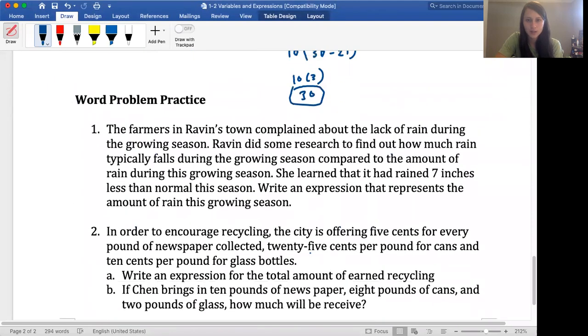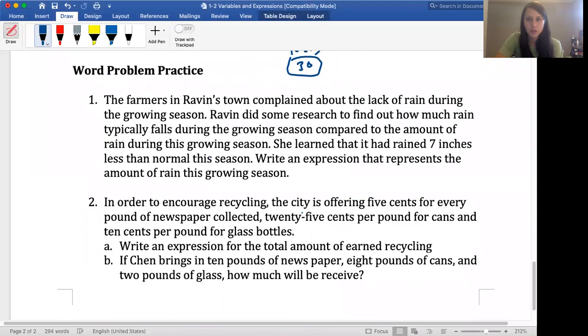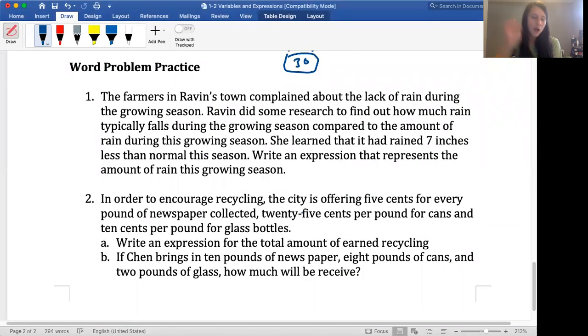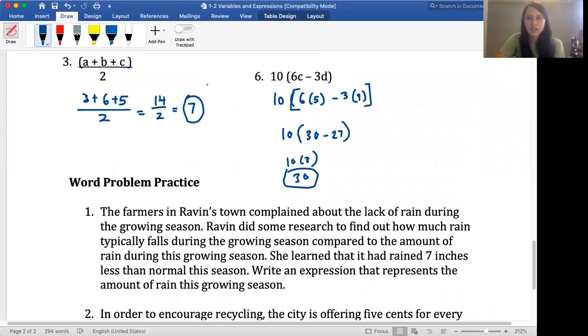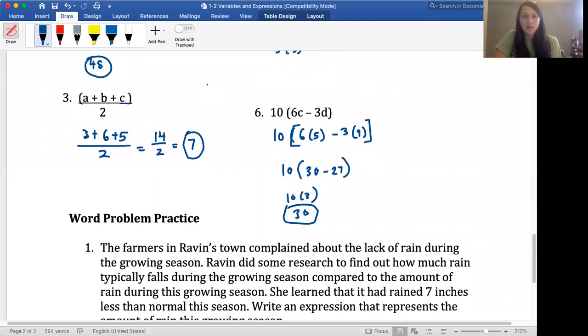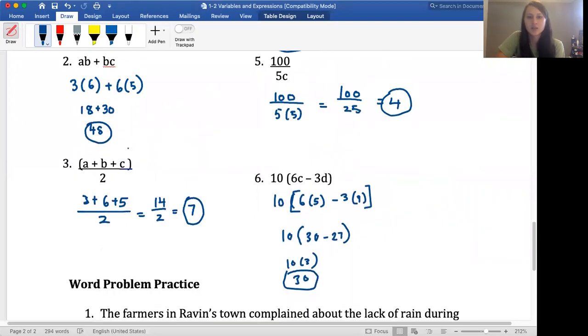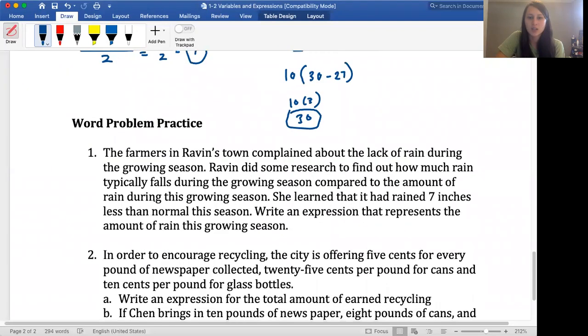All right, let's do these last 2 problems. So we're going to do some word problem practice. We're going to apply what we've done in these kind of expressions with variables and apply that to a word problem. So let's read this together.